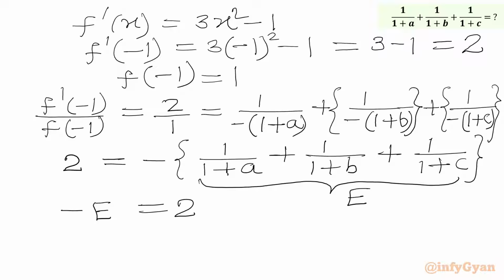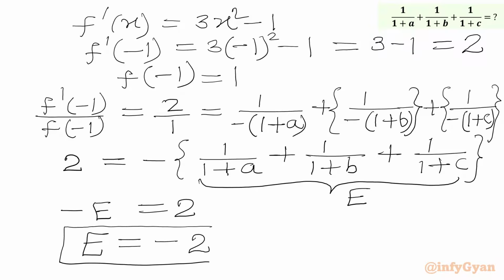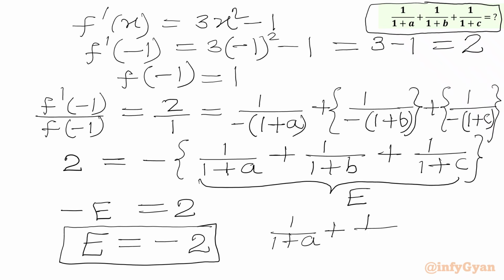Now we have to multiply both sides by negative 1. We are going to get expression value negative 2. So our answer for our required expression, here it is 1 over 1 plus a plus 1 over 1 plus b plus 1 over 1 plus c equal to negative 2. So I will write here 1 over 1 plus a plus 1 over 1 plus b plus 1 over 1 plus c equal to minus 2.